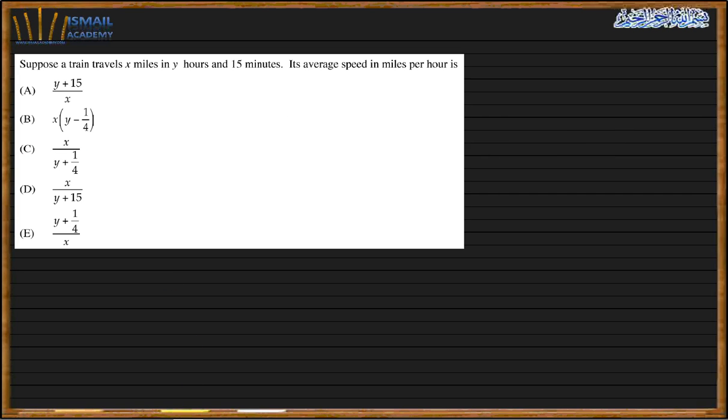Next question. Suppose a train travels X miles in Y hours and 15 minutes. Then its average speed in miles per hour is... alright, we know that average speed is distance over time. The distance traveled is X. The time is Y hours plus 15 minutes. But we cannot use two different units, so we need to use one unit. Because they want hours here, we change 15 minutes to hours, which is 1/4 hour. So it's going to be X over Y plus 1/4, because 15 minutes is 1/4 of an hour. So this will be my average speed, and the answer is C.